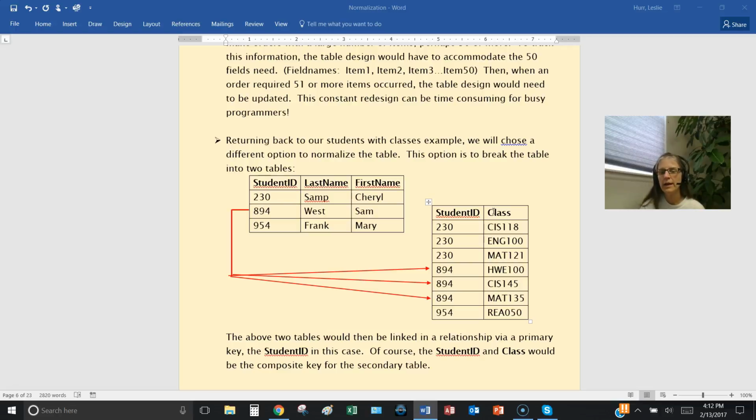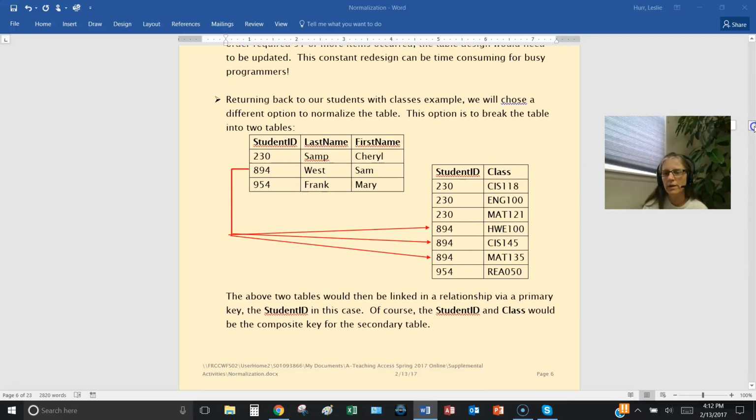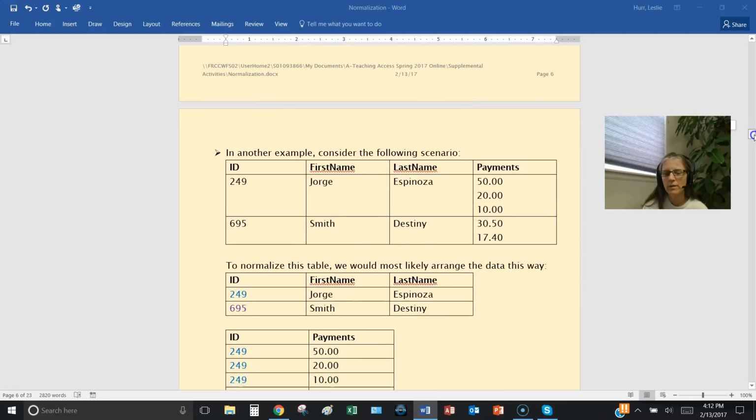No, just that if you have multiple pieces of the same thing in one field, then you just need to break them up into two tables. And yeah, so you can read through all this.